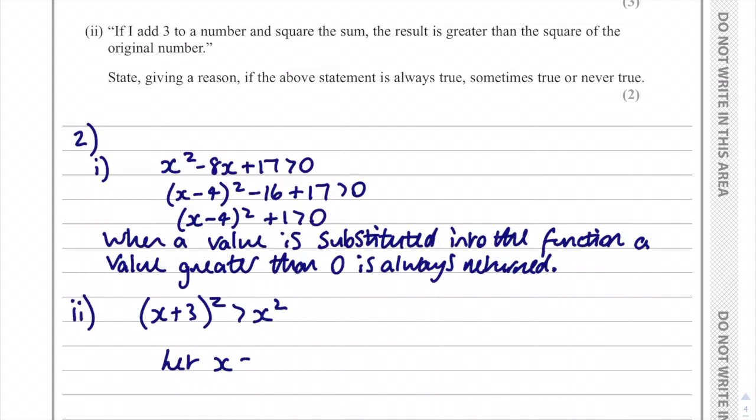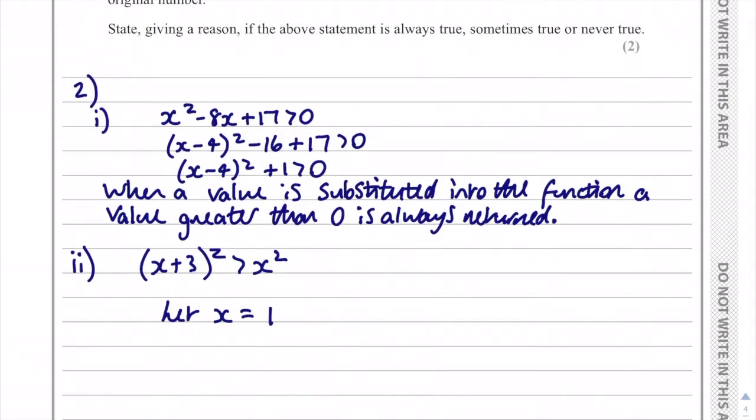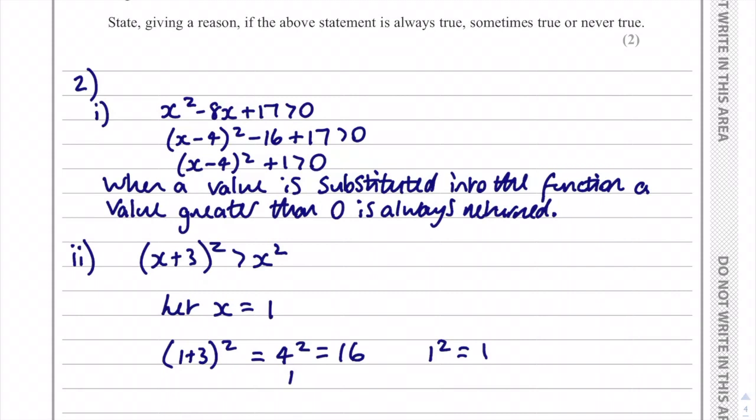Let's say x is equal to 1. Let's see what happens. So we're going to get 1 plus 3 squared, which equals 4 squared, which is equal to 16. And then here we're just going to have 1 squared, which is 1. So 16 is obviously greater than 1. So we know it's true for that case. But let's see what happens if we use a different number. Let's say we use a negative number that's much smaller than 1.